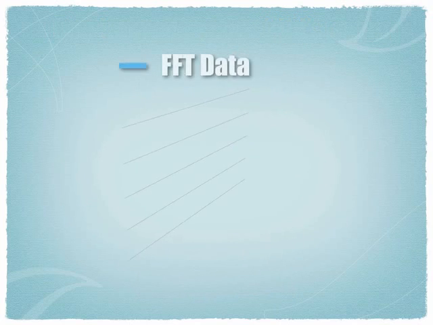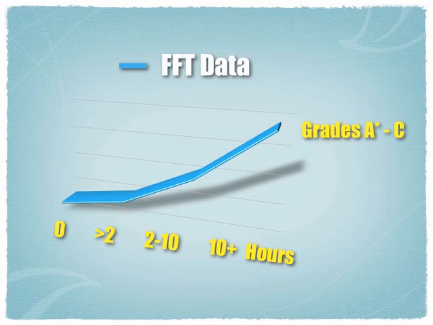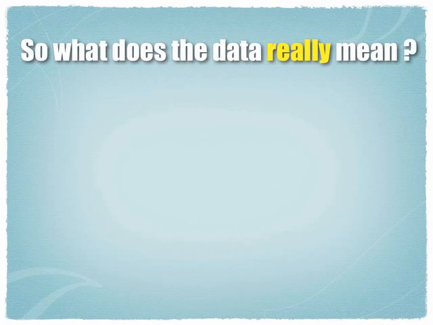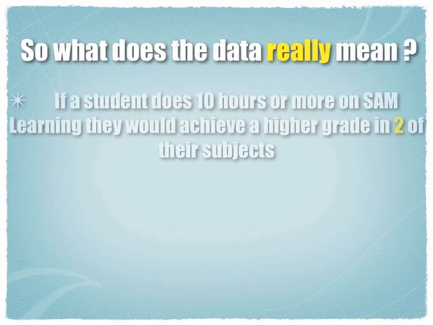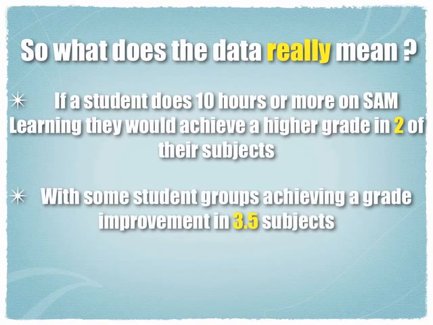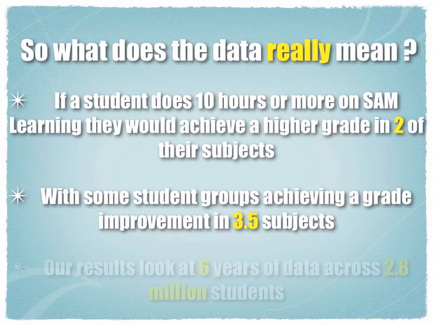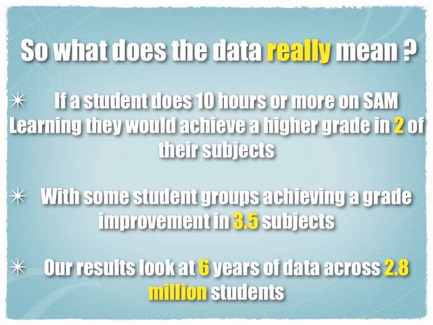In fact, the Fisher Family Trust, who some of you may well have heard of, have independently proven that for those students who use Sam Learning for 10 hours plus, they witnessed a significant improvement in their GCSE results. So what does the Fisher Family Trust data really mean? Well, for a student using Sam Learning for 10 hours plus, they could achieve a higher grade in 2 subjects. There is evidence of some student groups showing an improvement in grade in 3.5 subjects. And with 6 years of data across 2.8 million students, we know that Sam Learning is making this really positive difference.